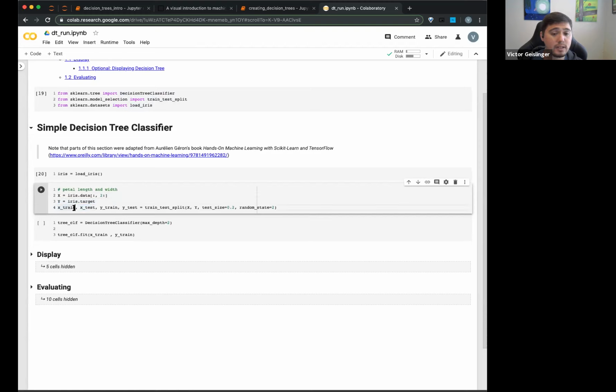Note that our train data is just going to be used to form our decision tree. And with our test data, we're going to drop the data points through that decision tree and figure out how well it does in prediction.